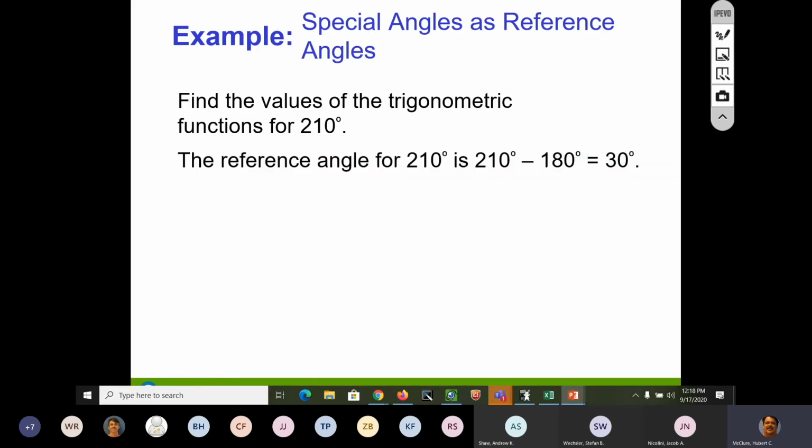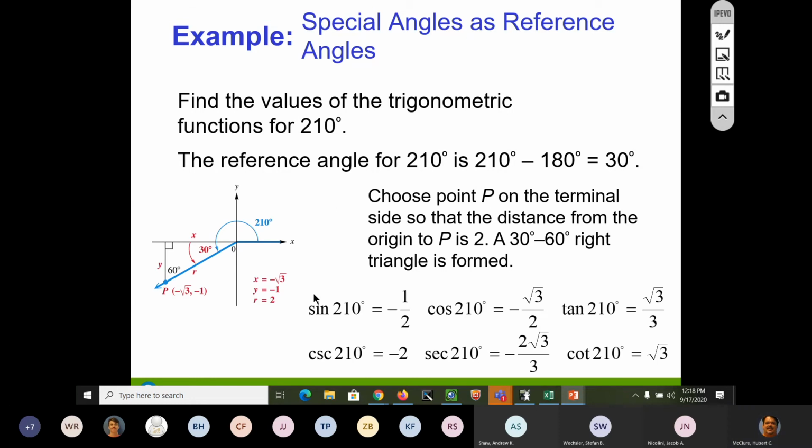Okay. So with that, hopefully we get the answers. Let's see what our answers are. For the sine, I got negative 1/2. For the cosine, I got negative square root of 3 over 2. For the tangent, I got square root of 3 over 3. Ding! We are special. Okay?